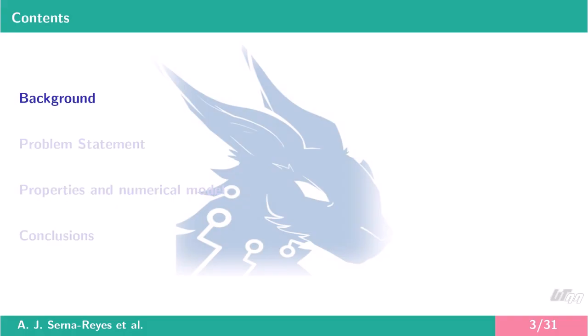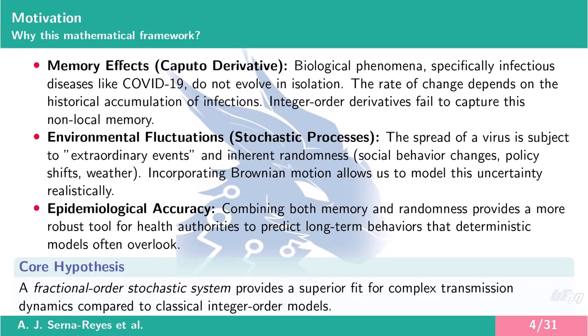To begin with, let's look at why standard integer order models fall short when capturing epidemic waves like COVID-19. The motivation for this framework comes from two important aspects of epidemic dynamics. First, the historical accumulation of infections influences current transmission trends. This is a non-local feature that the standard derivatives are not designed to capture, since they only depend on the instantaneous state of the system.